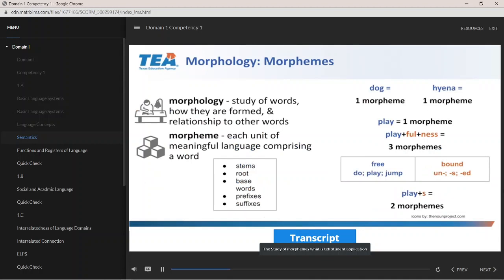What's the student application? The study of morphemes gives students generalizations they can apply and identifiable patterns.